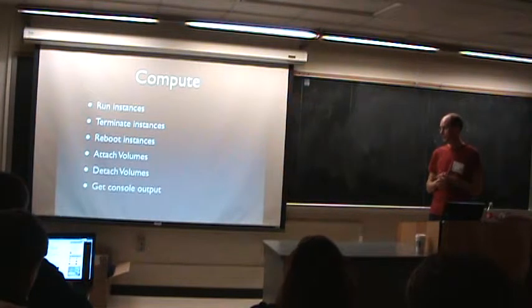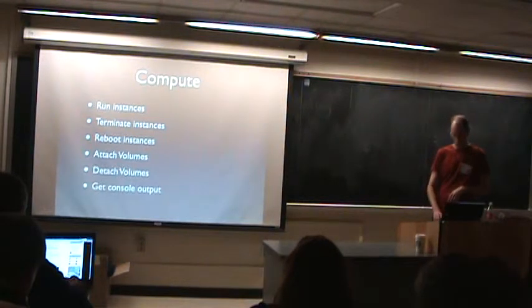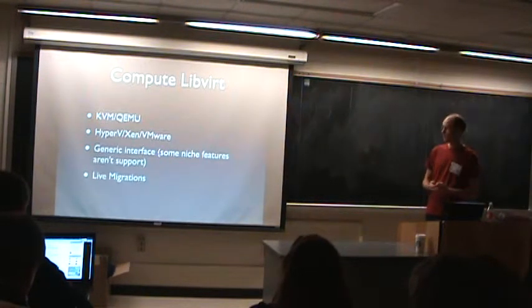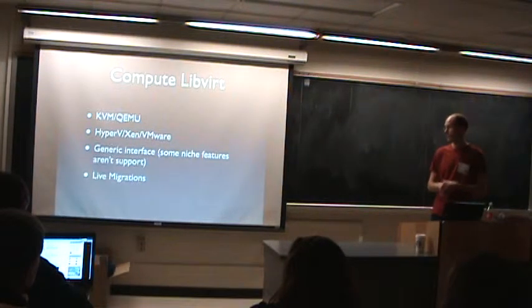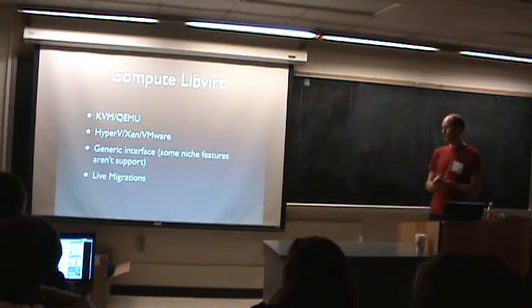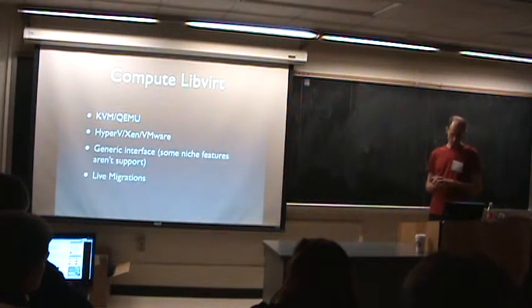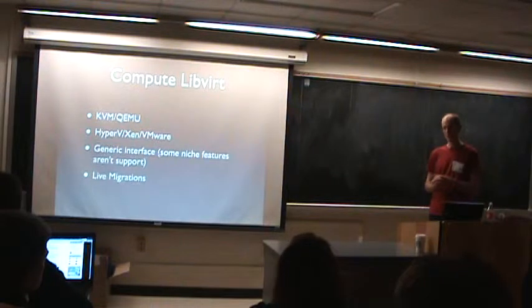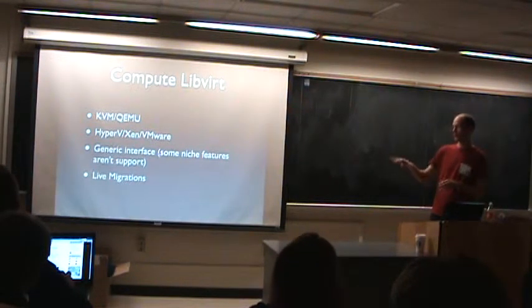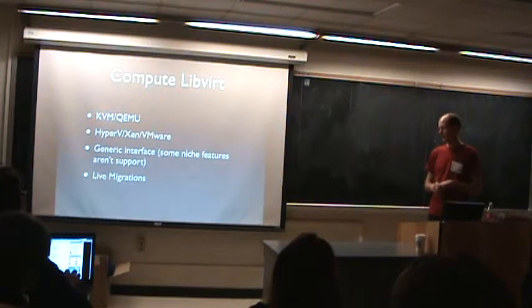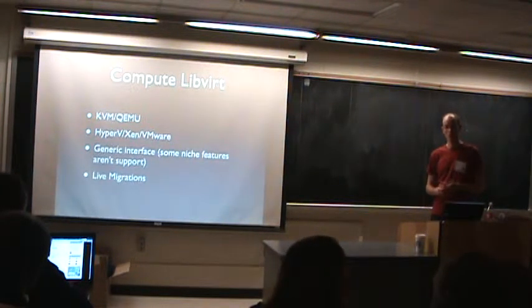But libvirt, as far as private cloud, seems to be the most popular as well. With libvirt, you can use KVM, QEMU, and some of the proprietary ones, Hyper-V, Xen, and VMware as well. The interface for libvirt is maybe a little more generic, so that some of the things, like there's an API feature in OpenStack to inject files, for example, called personalities, aren't necessarily supported on all of the hypervisors here. And there are various ways to go about doing file injection. One of them would be using something like libguestfs.